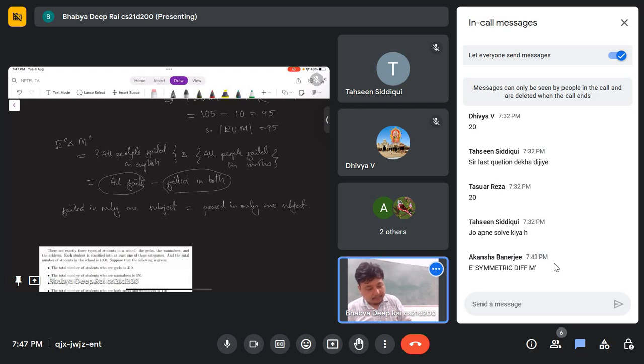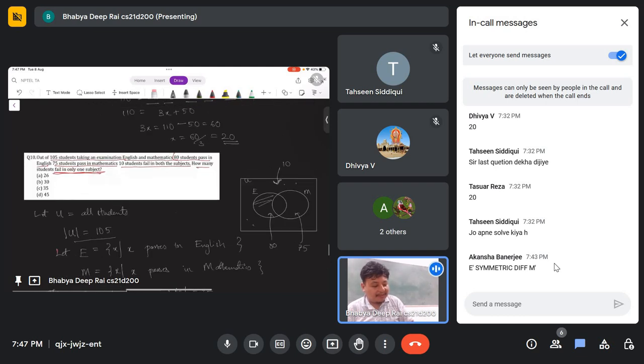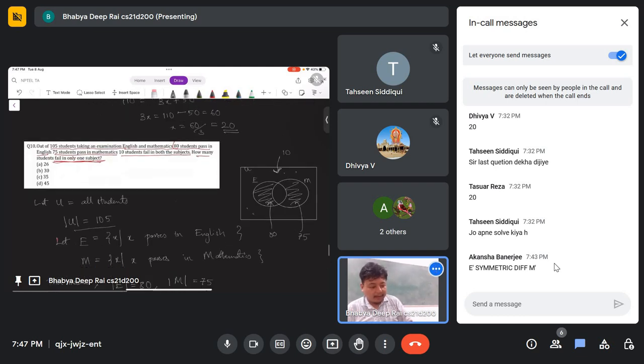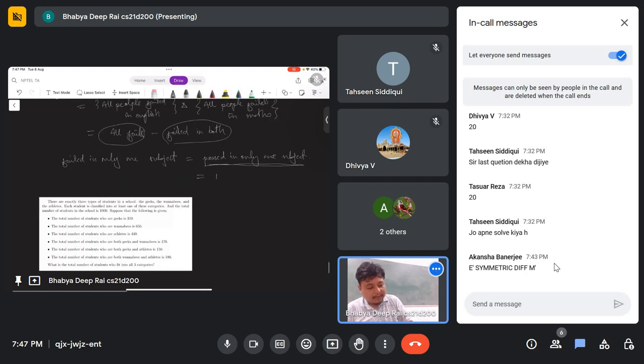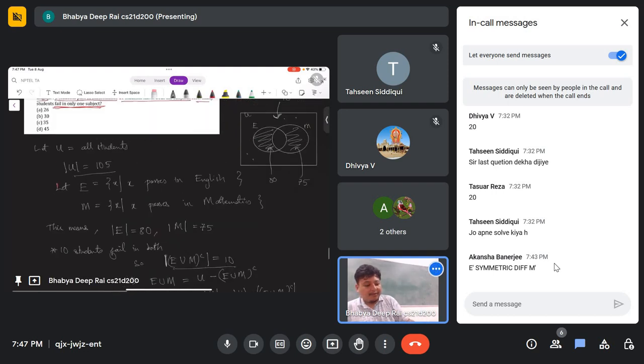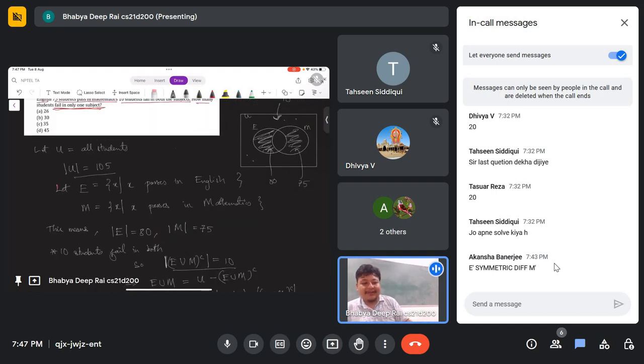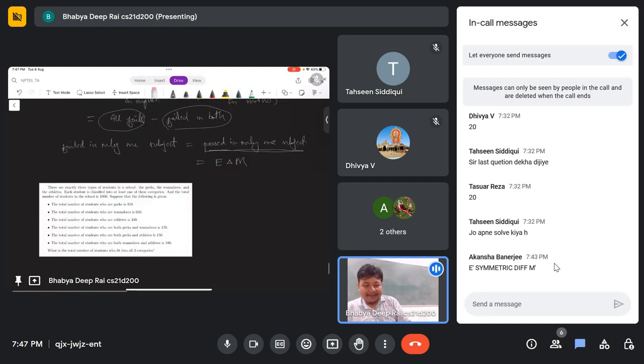So I can only look at passing. Who are the people who passed in only one subject? People sitting here, which is nothing but the symmetric difference. So E symmetric difference M is also a correct answer. They failed in only one subject because there are only two subjects. But if there were more subjects, then your answer is the more correct answer because I cannot use this logic anymore. Okay, good. I hope everyone is clear with this.